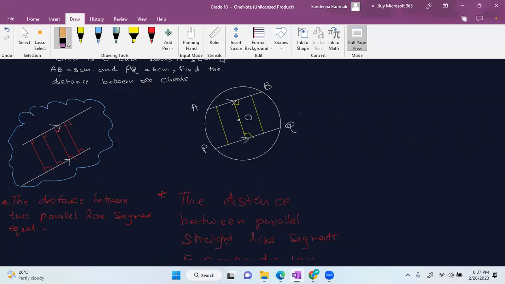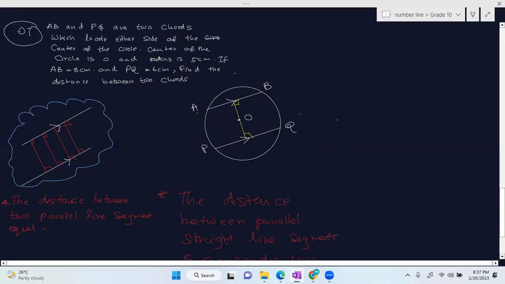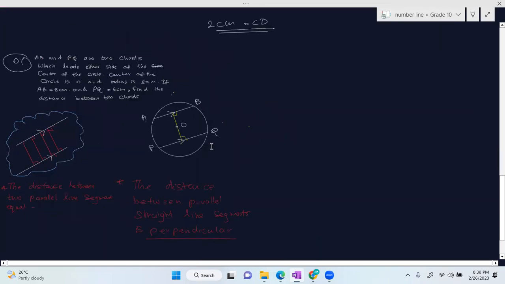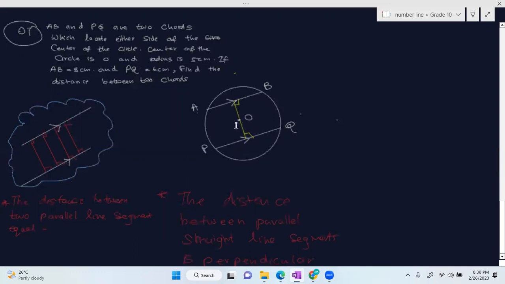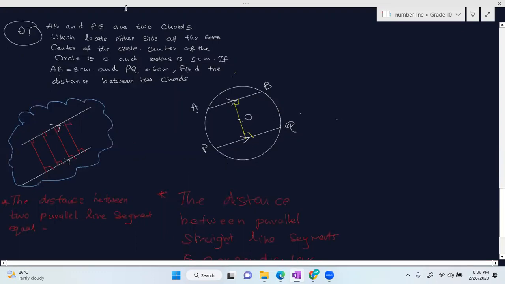Now let's see. So what do we have to find? This is the main key point we need to solve this sum. AB and PQ are two chords which lie either side of the center of the circle. In the question, they haven't said they are parallel to each other, but it is given in the diagram. Center of the circle is O and the radius is 5 centimeters.